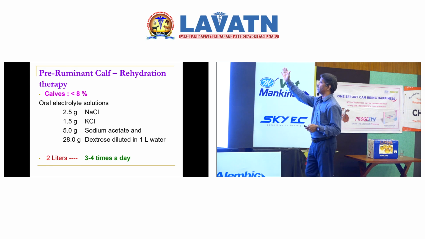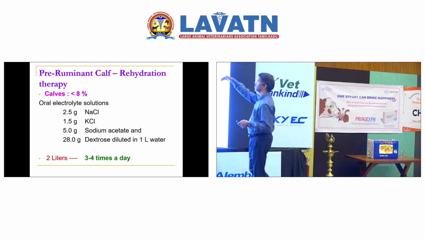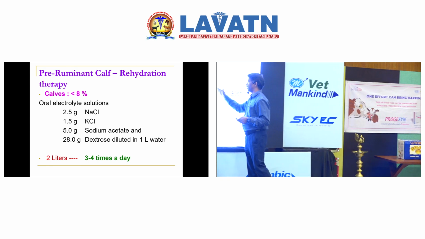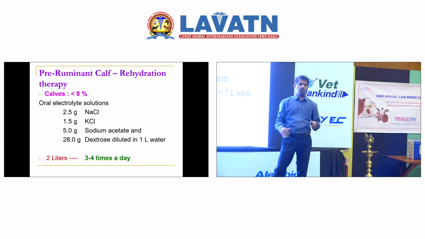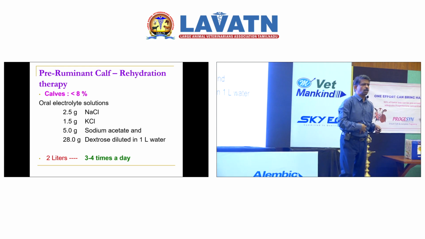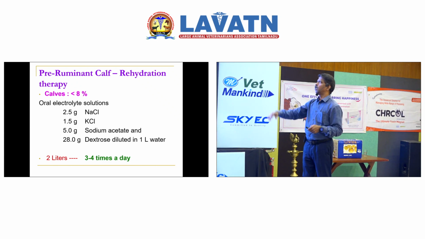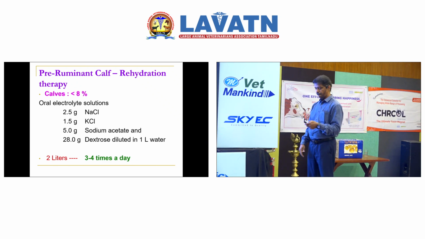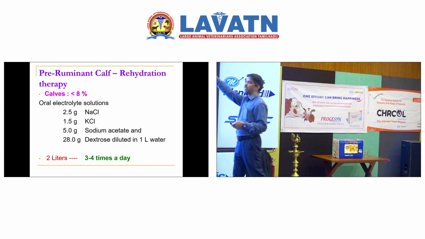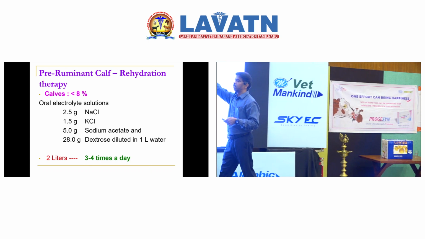This is for the cough. Again, different materials: sodium chloride, potassium chloride as stated, mix it, 2 liters 3 to 4 times a day. That again depends on the capacity of the stomach. So this is ORS in case of cough. And this is, if you kindly see, the percentage of dehydration.